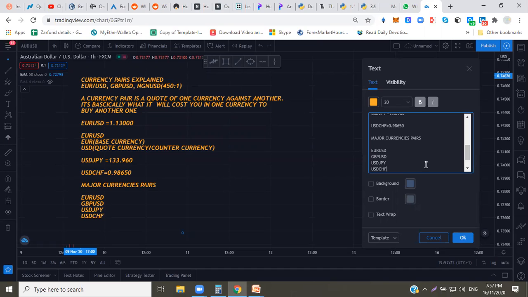Okay, great. So now, why are they called major pairs? They are called major pairs because they are the currencies with the most use in the entire world. For example, the whole Forex market, 23% of the 6.6 trillion on a daily basis.